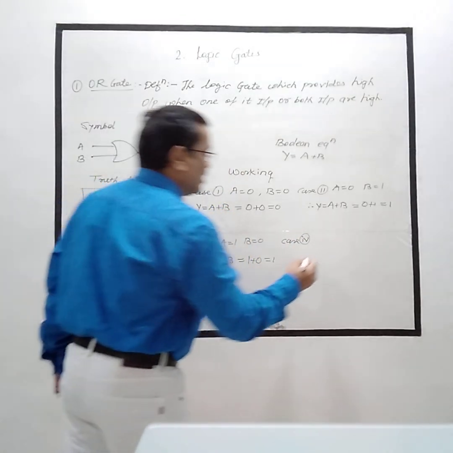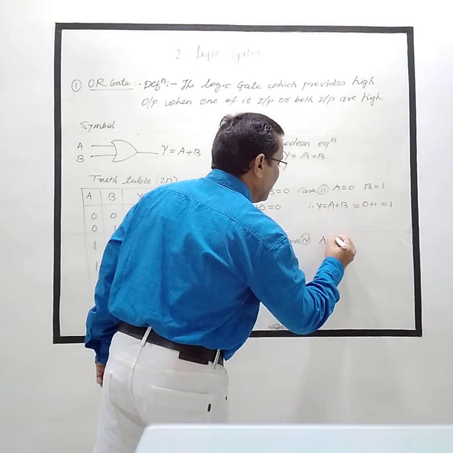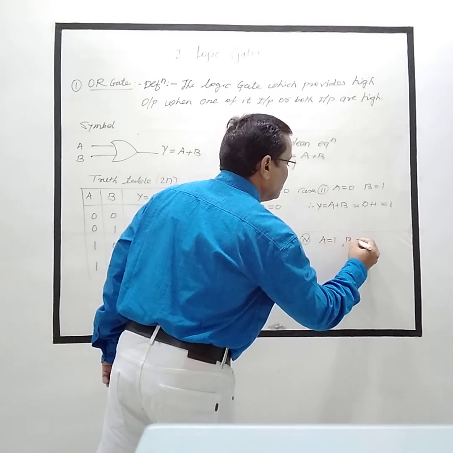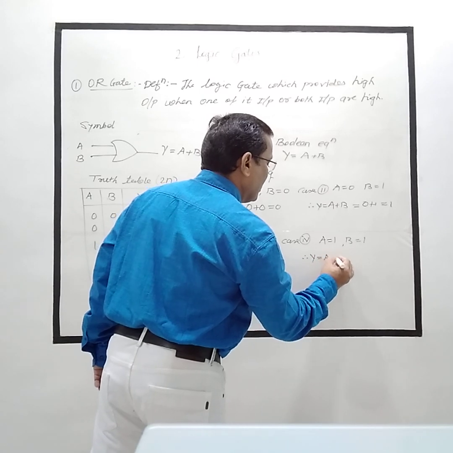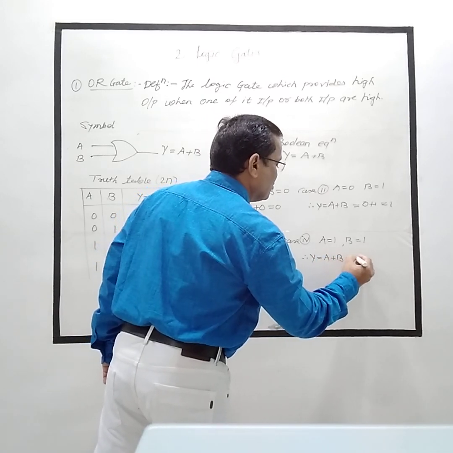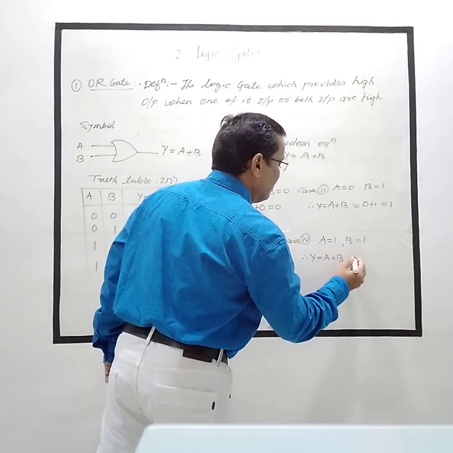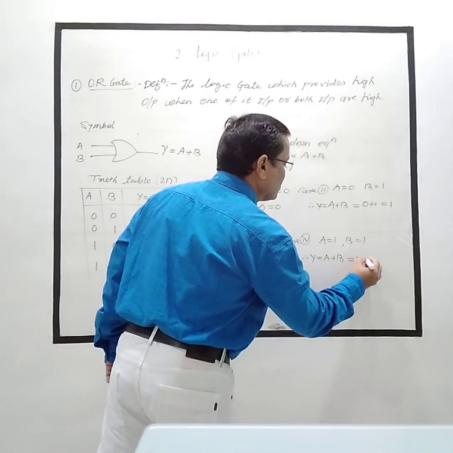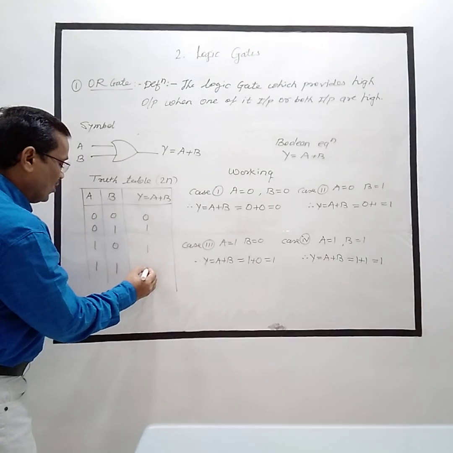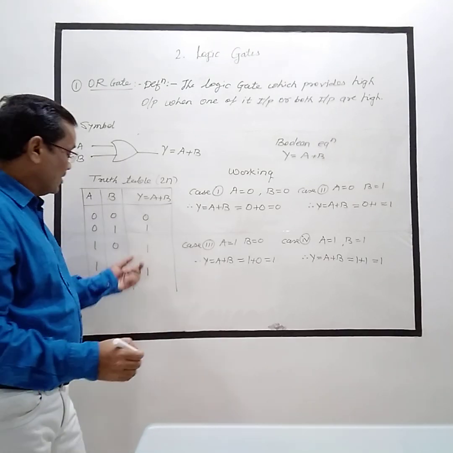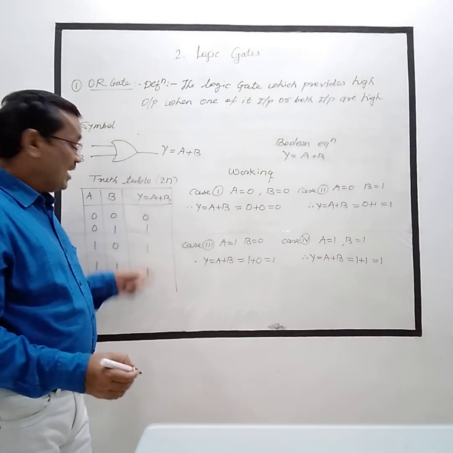What is case 4? Combination will be A is equal to 1 and B is equal to 1. So write down the Boolean equation y is equal to A plus B. Substitute the values for A and B, that gives 1 plus 1, which is equal to 1. So for A is equal to 1, B is equal to 1, the output of the OR gate is high.